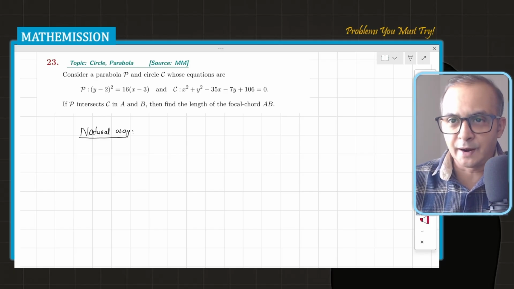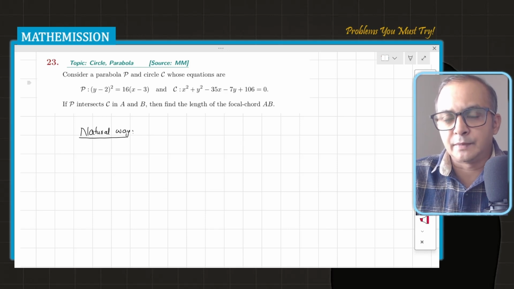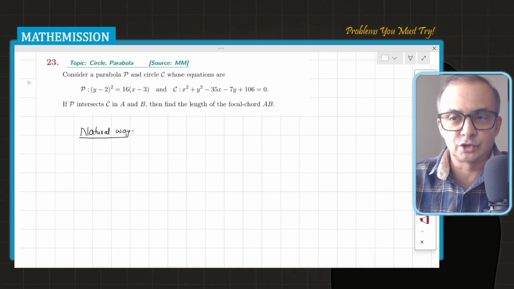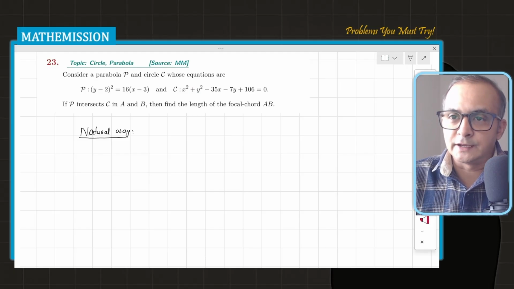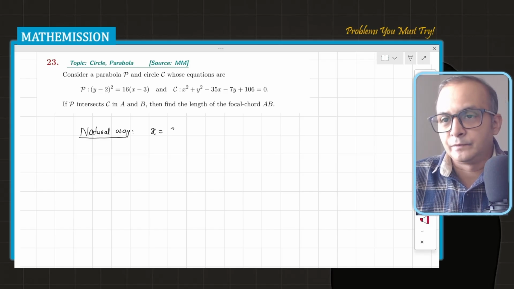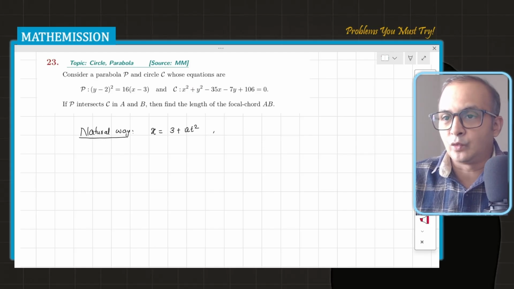Or if you think smartly, one can think that, okay, why not take the parametric point of the parabola and substitute it in the circle equation, so that we have an equation in terms of only one variable, that is t as a parameter, and we will solve that. So suppose we take x equals h plus at square, and y equals k plus 2at. Why am I taking this?